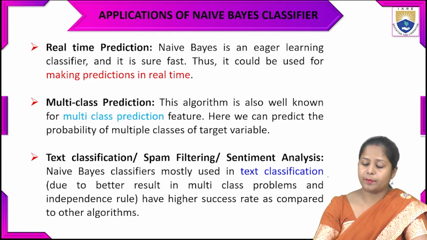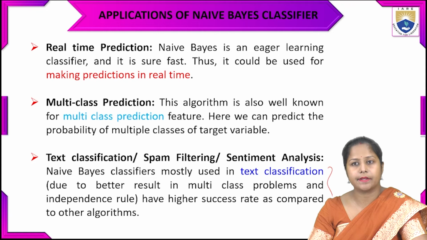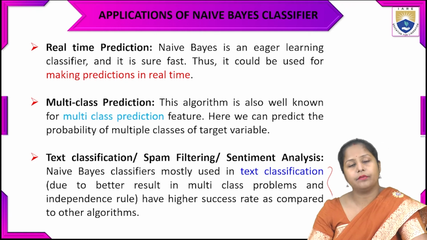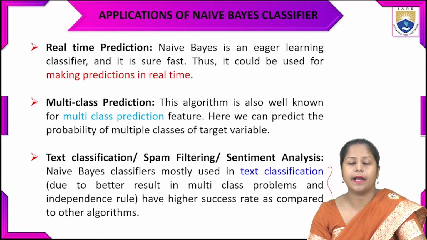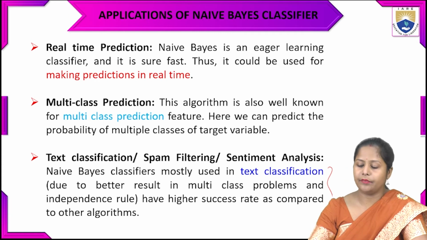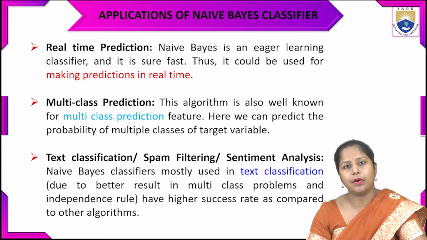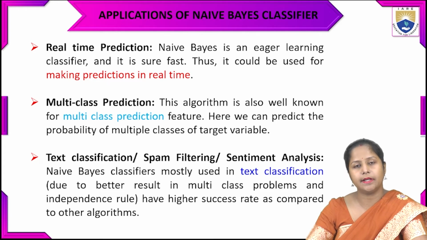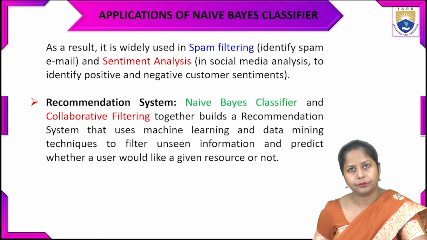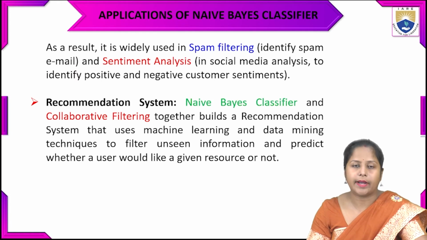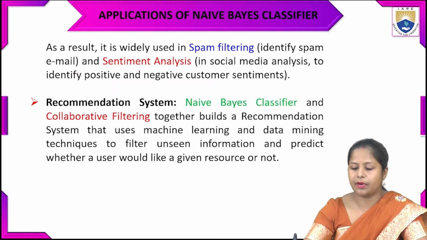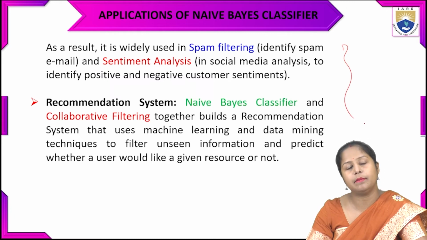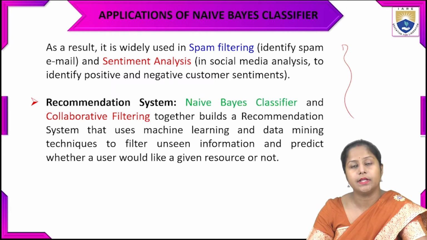That is due to better results in multi-class prediction, and it follows the independence rule and has a higher success rate when compared with other types of algorithms or models. So the naive Bayes classifier is used in spam filtering, sentiment classification and text classification. As a result, it is widely used in spam filtering, that is, to identify whether an email is spam or not.